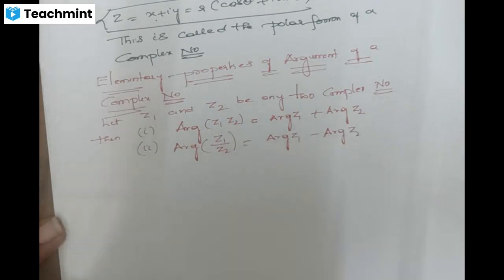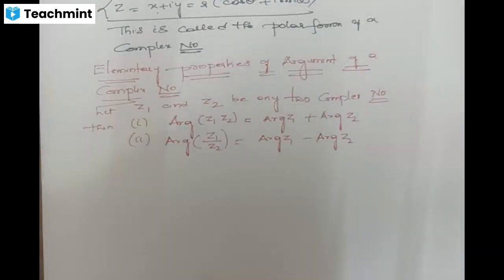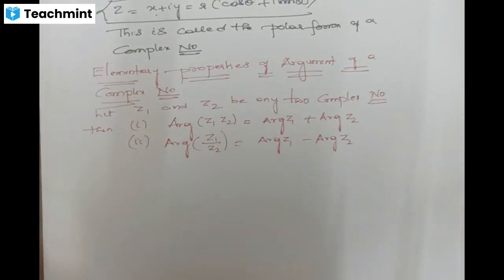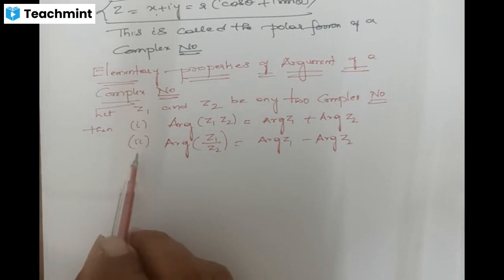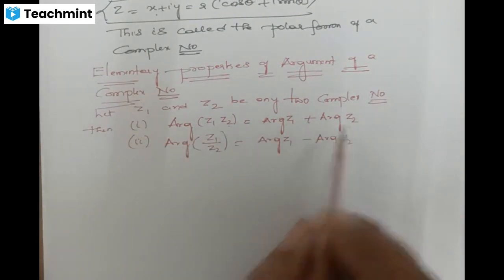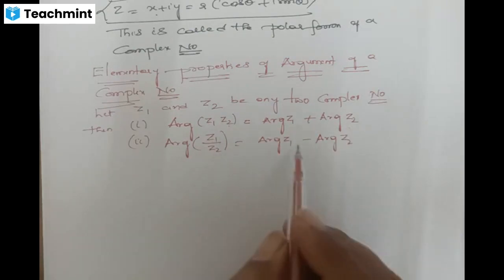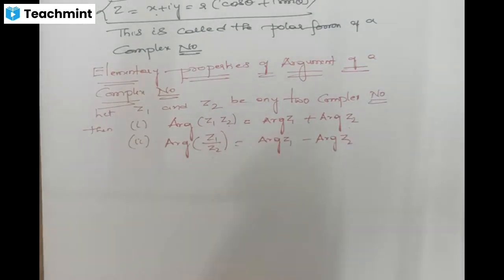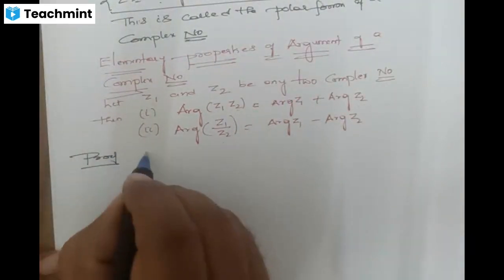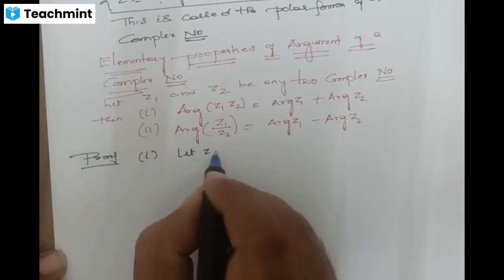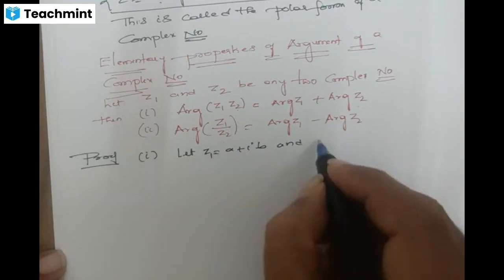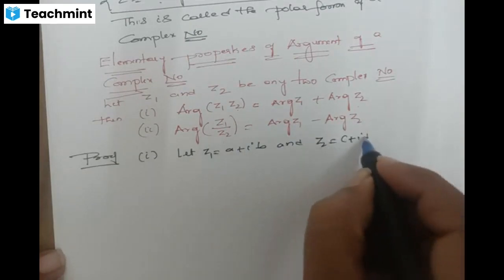Okay, so elementary properties of argument means, so two complex numbers are there, so for each complex number there is an argument. So there are two identities we have to prove: argument of z1 into z2 is argument of z1 plus argument of z2, and argument of z1 by z2 is argument of z1 minus argument of z2. So we can prove in the proof, first one we have to prove, let z1 is equal to a plus ib, and z2 is equal to c plus id.